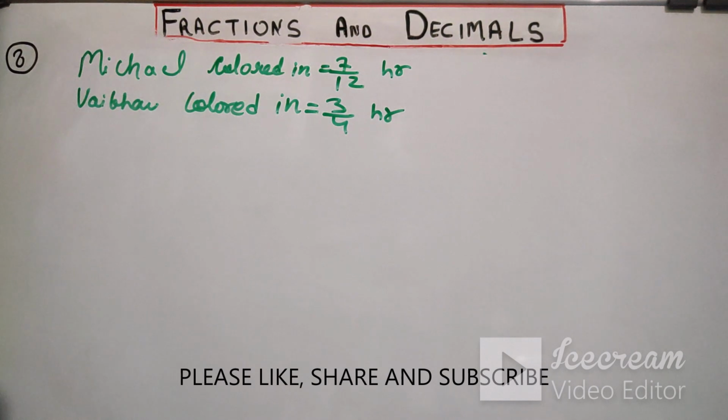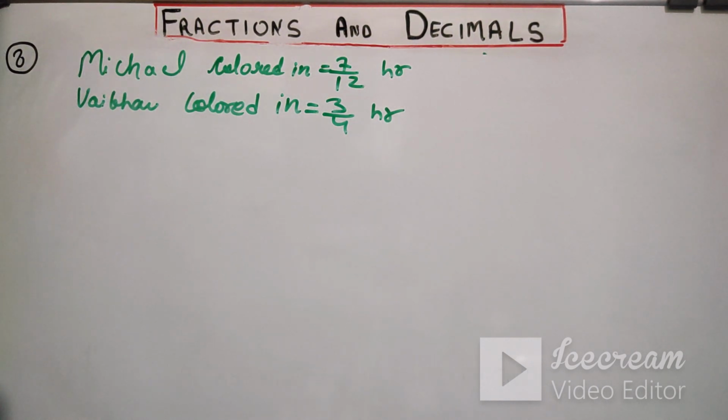ओके, so the next question is saying that Michael finished coloring a picture in 7/12 hour and Vaibhav finished coloring the same picture in 3/4 hour. Who worked longer? By what fraction it was longer? Similar to the previous question. ठीक है, आई हैव रिटन माइकल ने कितना टाइम लिया? 7/12 आवर लिए. वैभव ने लिया इतना टाइम.